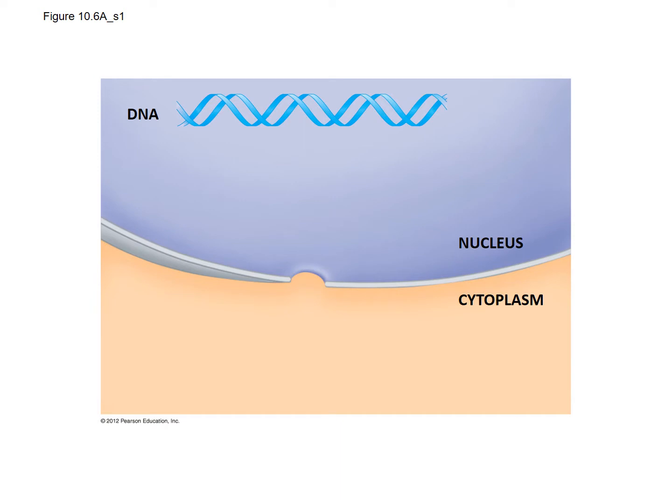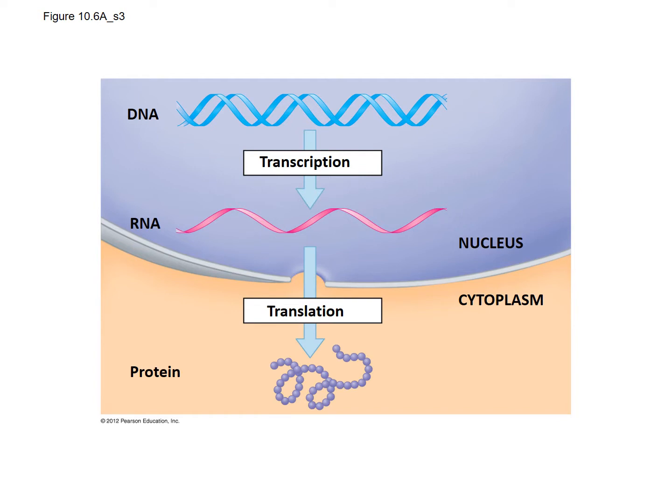All right, first we'll do transcription. So you have your DNA. It encodes for an RNA. The RNA is single-stranded. It escapes through that pore in the nuclear envelope, where it enters the cytoplasm, travels to a ribosome, and the ribosome translates the nucleotide language of nucleic acids into the amino acid language of proteins.